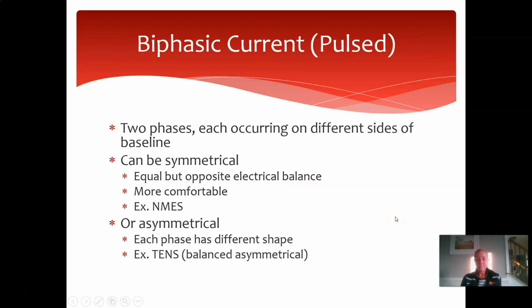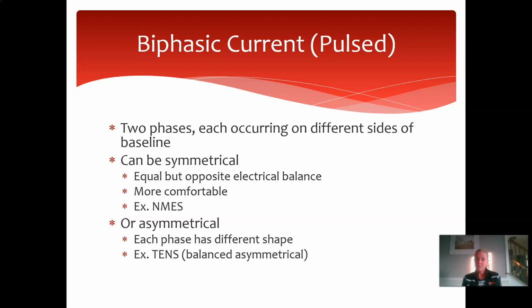Biphasic current, bi means two, so that means it has at least two phases that occur on different sides of the baseline. So they can be symmetrical, meaning that one goes up, one goes down, one goes up, one goes down, and they just sort of alternate back and forth like that. Or they can be asymmetrical too.